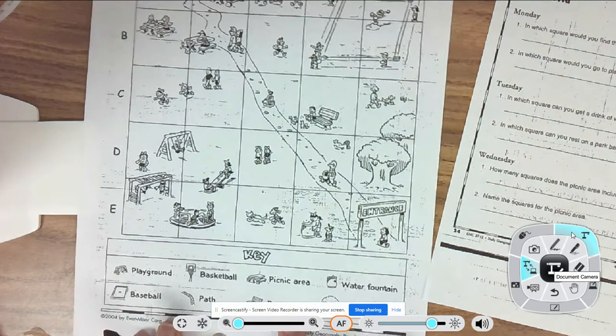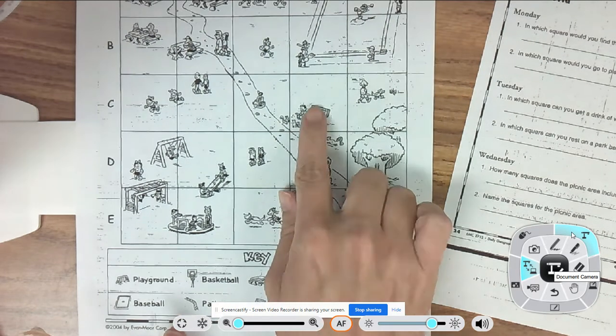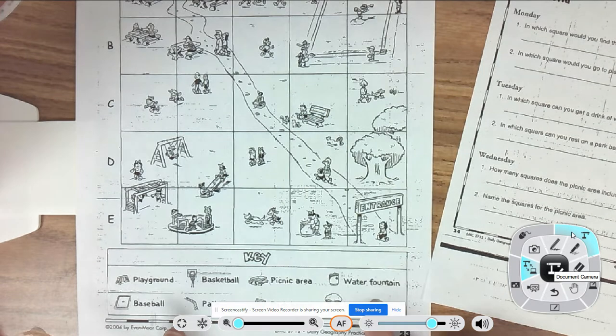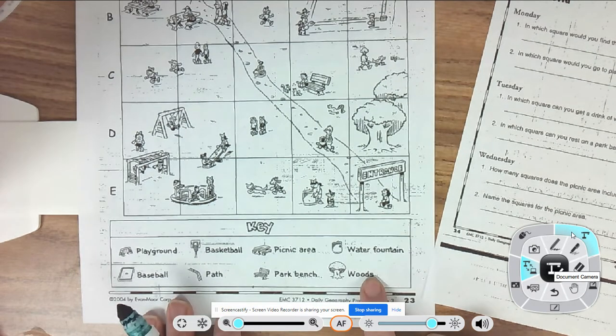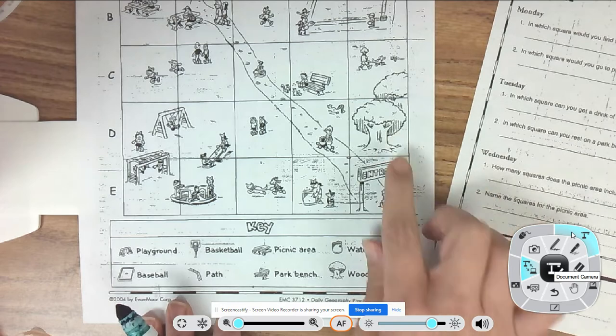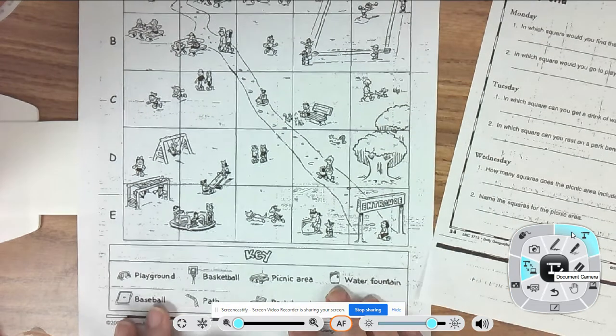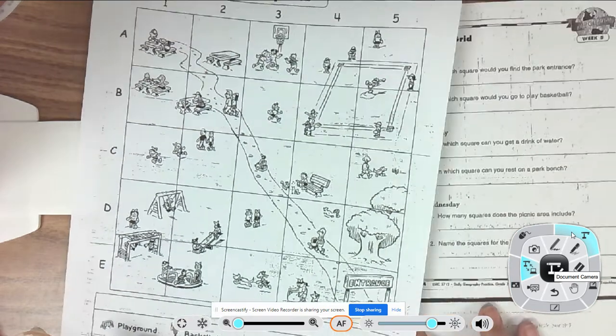A park bench right here. We can find that right there. Water fountain is right here. And the last one is woods. It's right here. So we're going to use our map grid to answer our questions for this week.